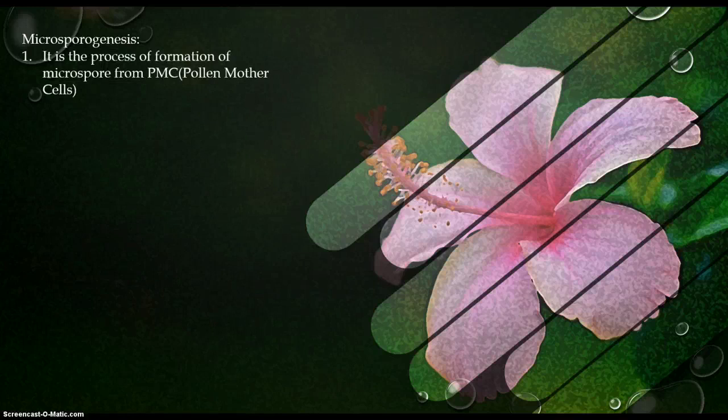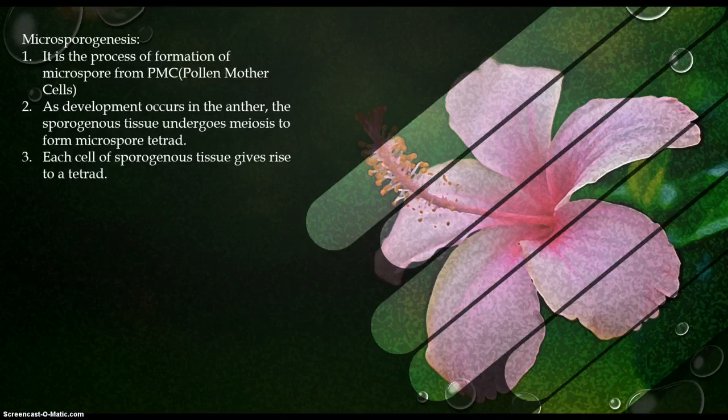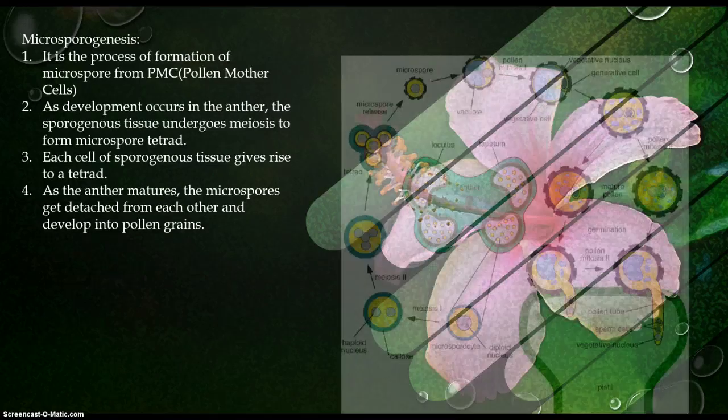The process of formation of microspore from the pollen mother cell is known as what? Microsporogenesis. As the development occurs inside the anther, the sporogenous tissues undergo meiosis to form a microspore tetrad. Each of the sporogenous tissue gives rise to this kind of tetrad. Whatever sporogenous tissue cells are present inside the microsporangium, all of them develop tetrads. As the anther matures, the microspores get detached from each other and generate individual pollen grains.